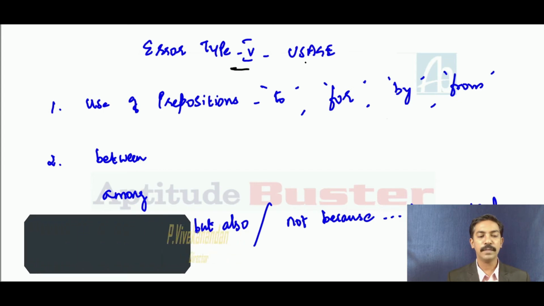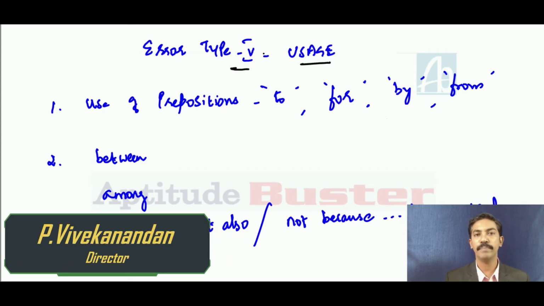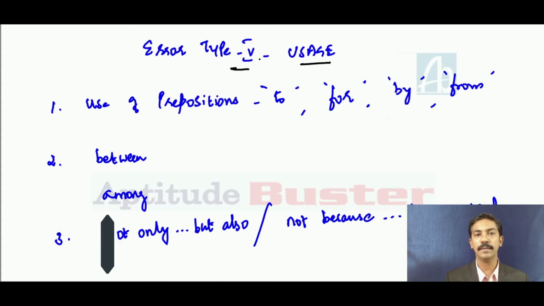The fifth error type we'll discuss is usage-based errors. This error type is entirely different from the previous four: error type 1, agreement; error type 2, tenses; error type 3, conditional clauses; and error type 4, comparison.